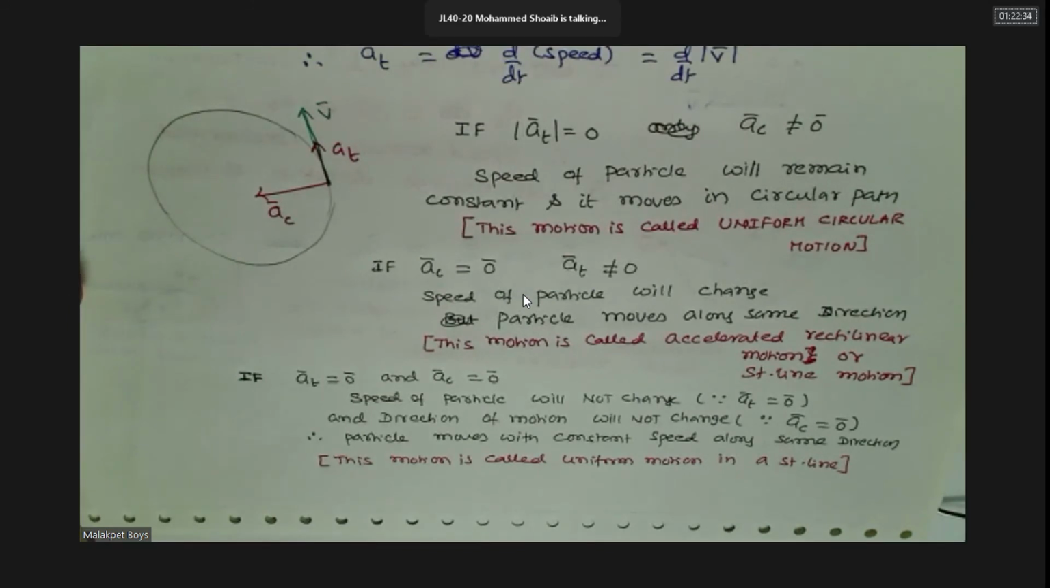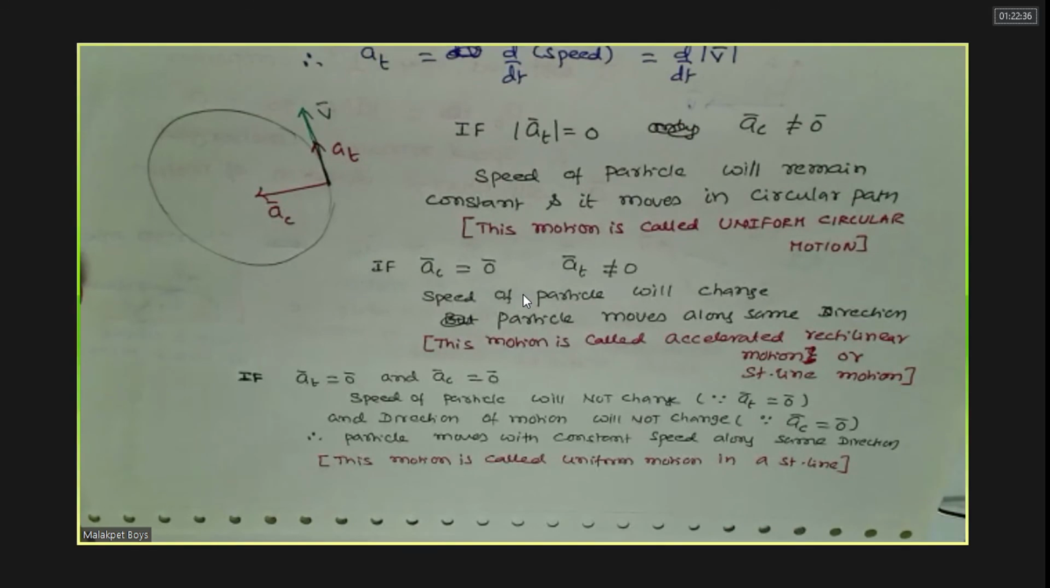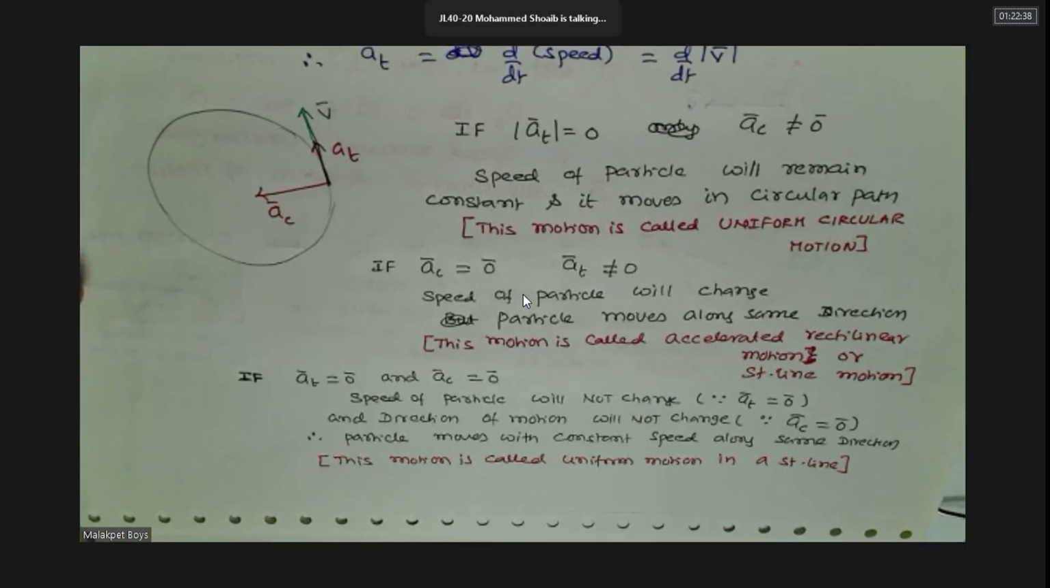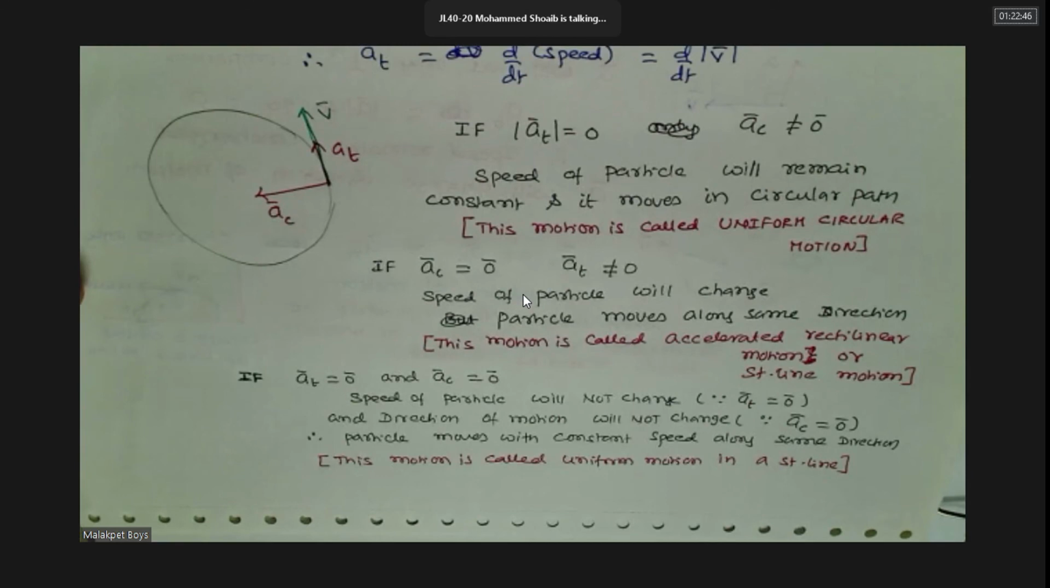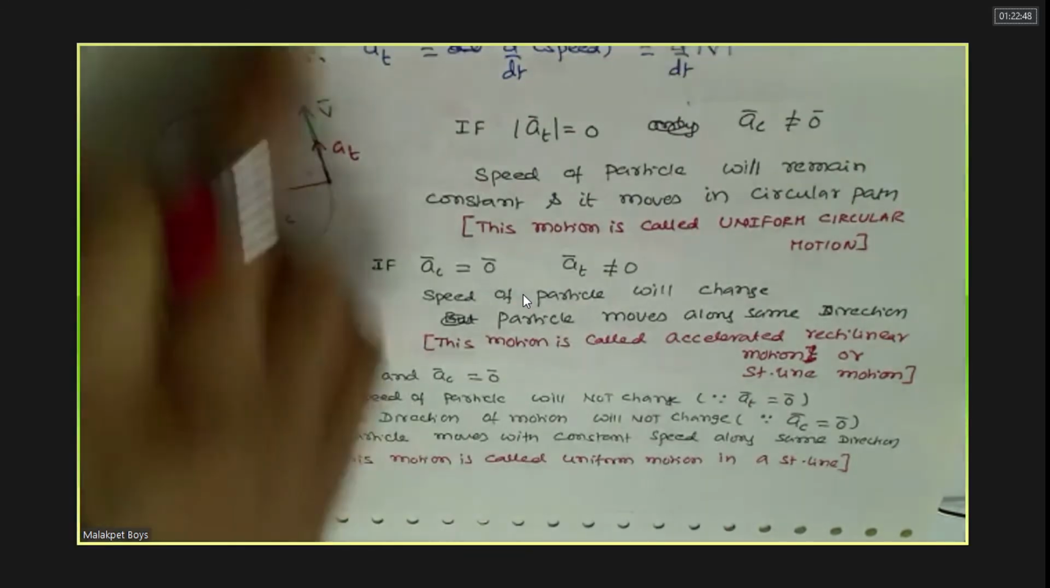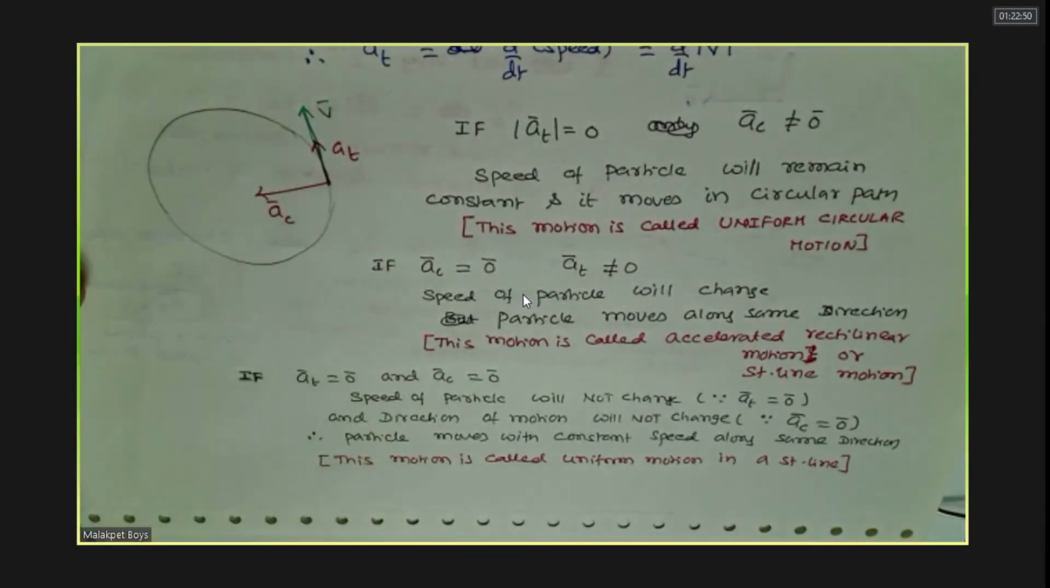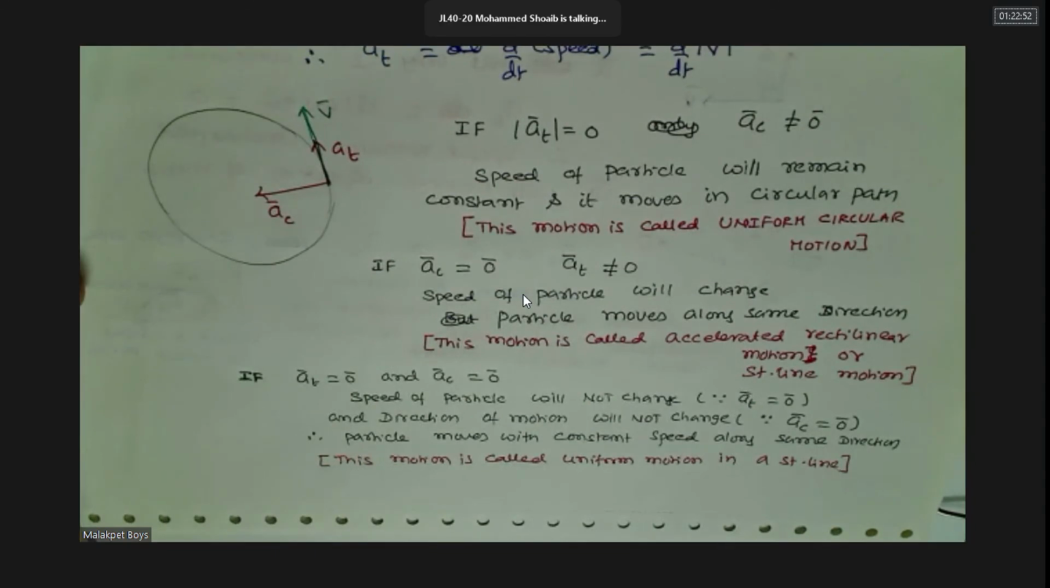Sir, one doubt. In that second case, if radial acceleration is zero, tangential acceleration is not equal to zero, the particle moves along the same direction. Sir, means that it goes in a straight line? It won't follow a circular path. No, no, it will go straight, tangential path.